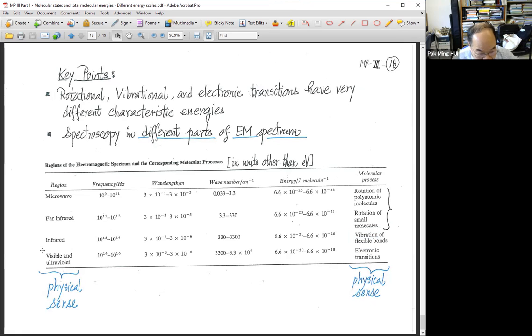Then going higher, it is visible to ultraviolet. Visible is about 10 to the 15, so it is about this range, and this is the wave number. Now there are very many orders of magnitude here. And it is related to electronic transitions, going up there. But usually we will not consider this kind of transition here. So with this idea, we can move on to some discussion on transitions.